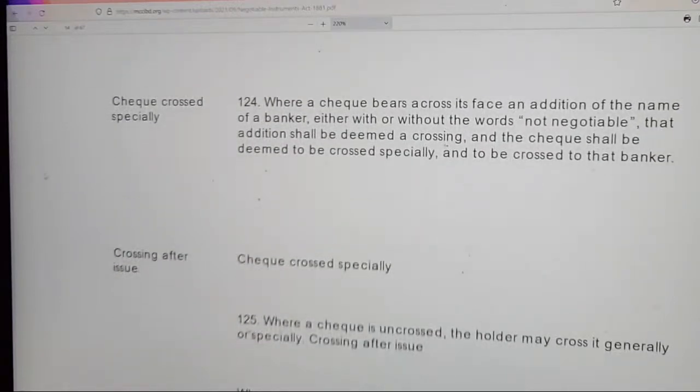Check crossed specially. 124. Where a check bears across its face an addition of the name of a banker, either with or without the words "not negotiable", that addition shall be deemed a crossing, and the check shall be deemed to be crossed specially and to be crossed to that banker.